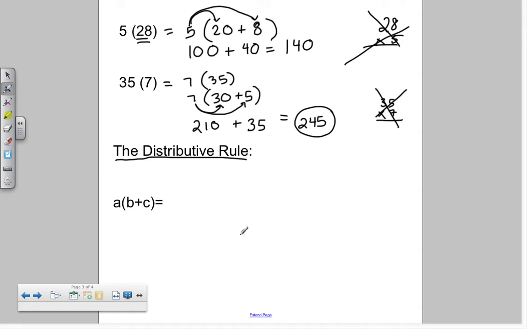The distributive property as a rule, I'm going to write it using algebra. I've got A on the outside and B plus C on the inside. What would this turn into if I use the distributive property? Now, if you're writing your note to self, hopefully you're going to know exactly what to write. But the first time you're seeing this, you might not.